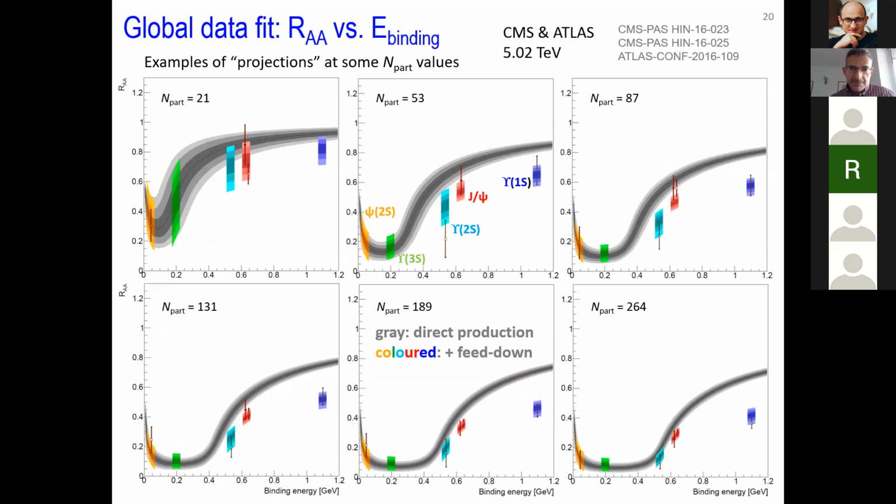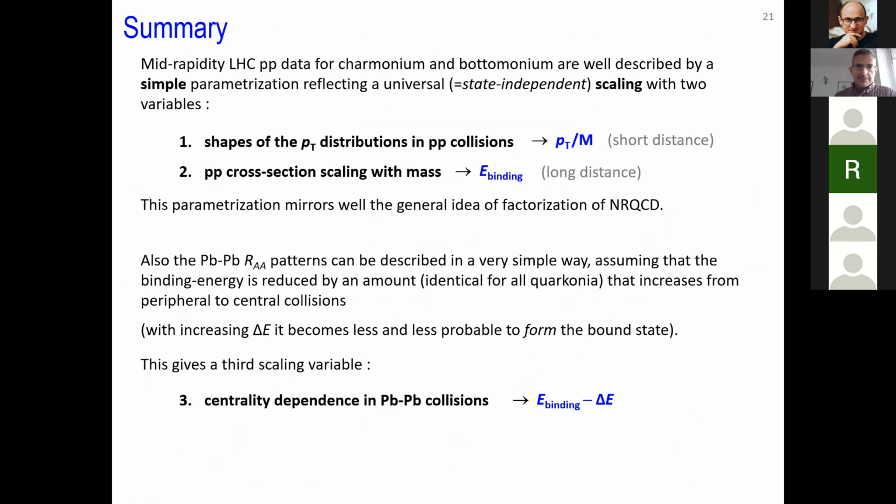Then we can look at the same thing as a function of binding energy. Here, the gray bands are the direct production cases. Then what we have to look at for the comparison with the data are the colored bands, which are only segments, obviously, at the specific values of the physical states corrected by all relevant feed-downs. And you see that in several bins of number of participants, we always have a good agreement. So this is already the summary.